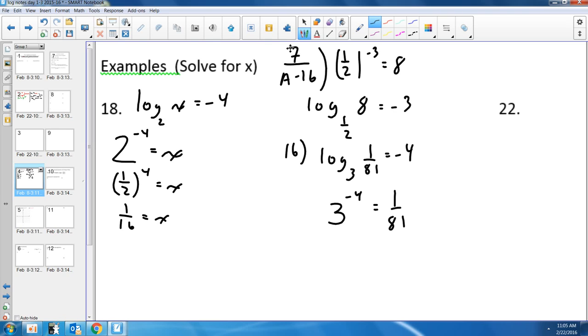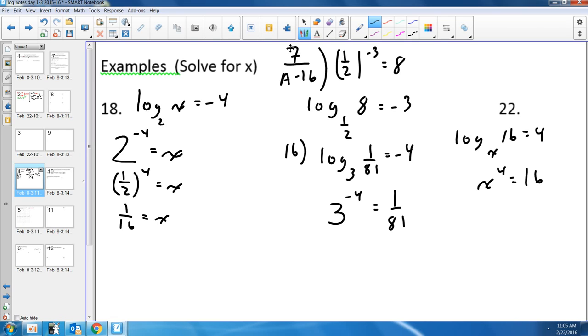Let's go ahead and look at number 22. 22 says solve for x as well. So it becomes log base x of 16 is equal to 4. Again, change it to exponential form and then solve. So it becomes x to the 4th is equal to 16.